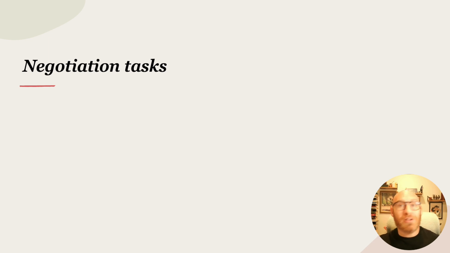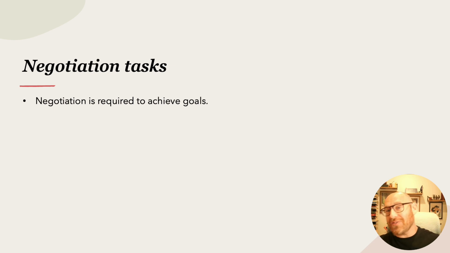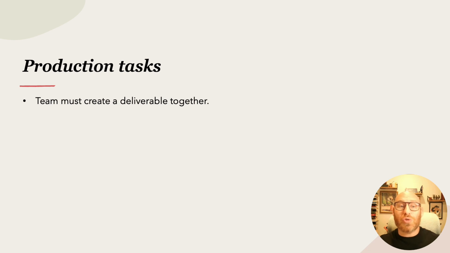You can also try negotiation tasks. A negotiation task is one in which you specify different goals for different team members, and negotiation is required between them to achieve a scenario that satisfies both the individual goals and the group goal. And finally, you can create a production task where the team must create a deliverable together. This is fairly commonplace and is likely one of the easier tasks to think up if you're developing scenarios for team building.